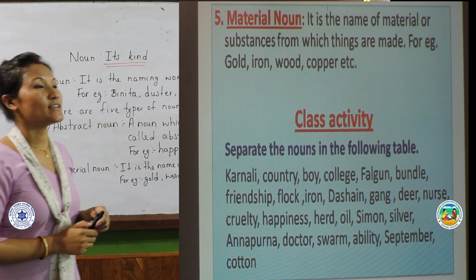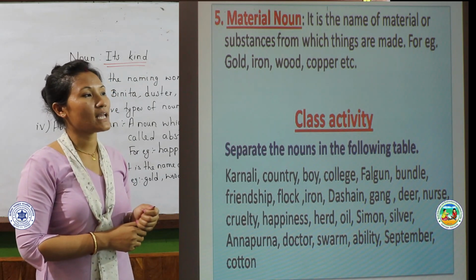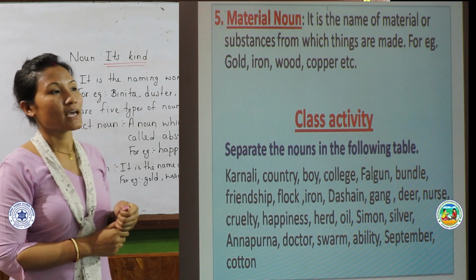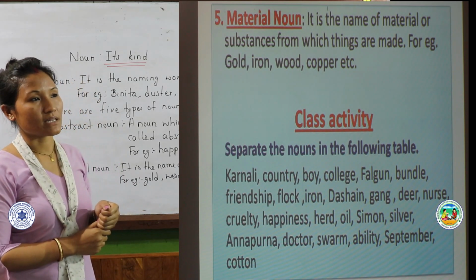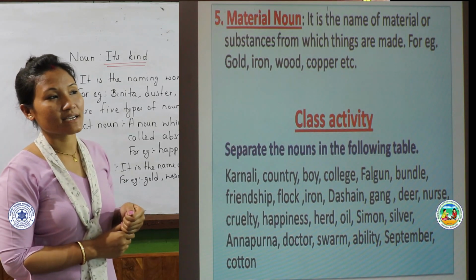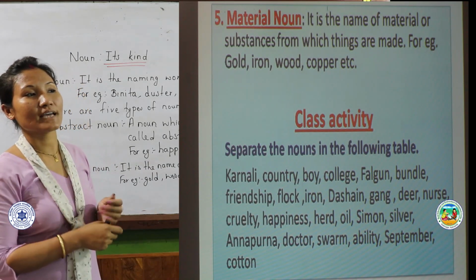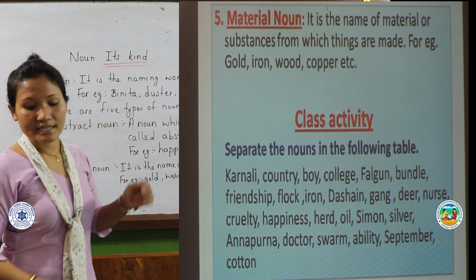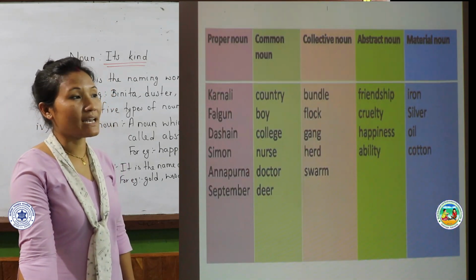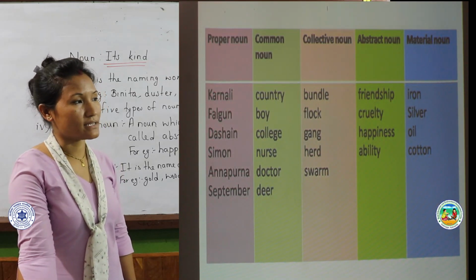Okay, dear students, please have a look towards the slide. Now class activity is there. Separate the nouns in the following table. At first, now you might be thinking that there is no table. But before we have a look at the table, at first let's have a look towards the nouns which are given below and let's identify them. Which type of noun it is?